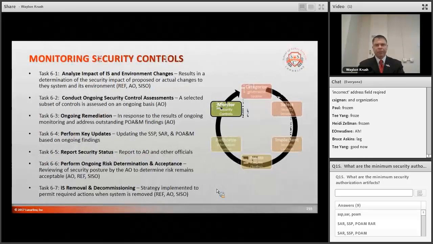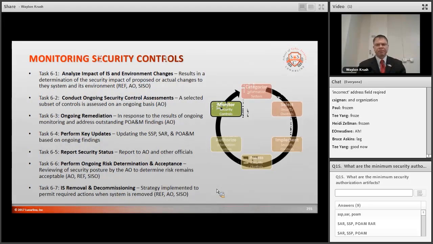All right, y'all passed your authorization. Let's go on to last but not least, continuous monitoring. All right, so there's several steps that we go through in continuous monitoring.